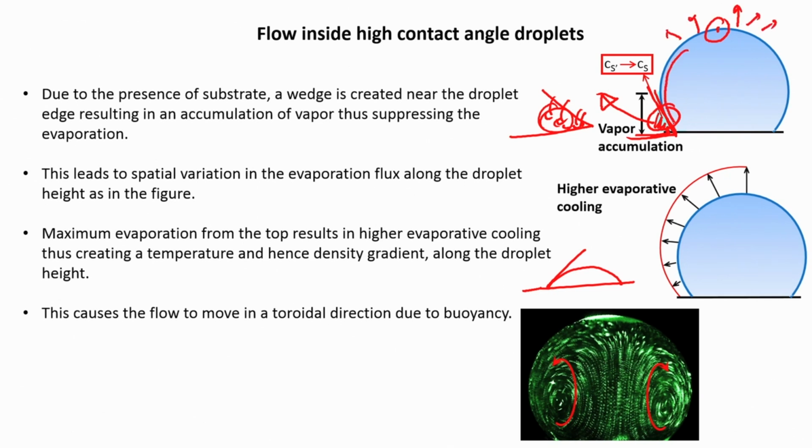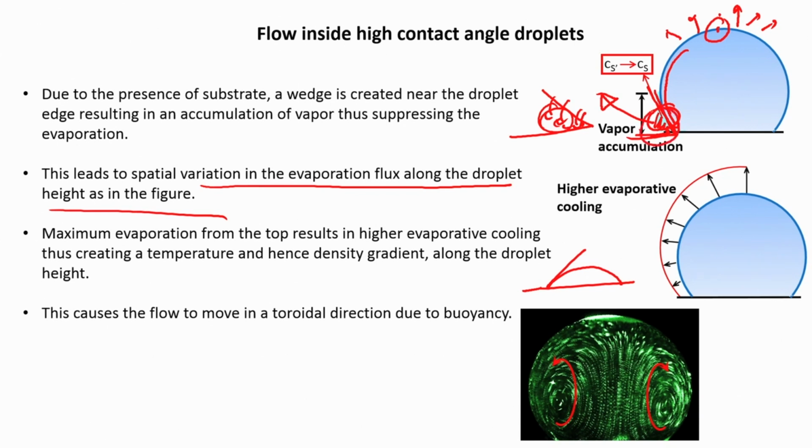Closer to the interface, closer to the three-phase contact line, there is an accumulation of vapor, an accumulation length scale, and this accumulation length scale prevents further evaporation from happening, got it. So, there is a local suppression of evaporation. This also leads to a spatial variation in the evaporation flux with the droplet height. So, the maximum evaporation occurs from here, okay, and the lowest evaporation happens from here.